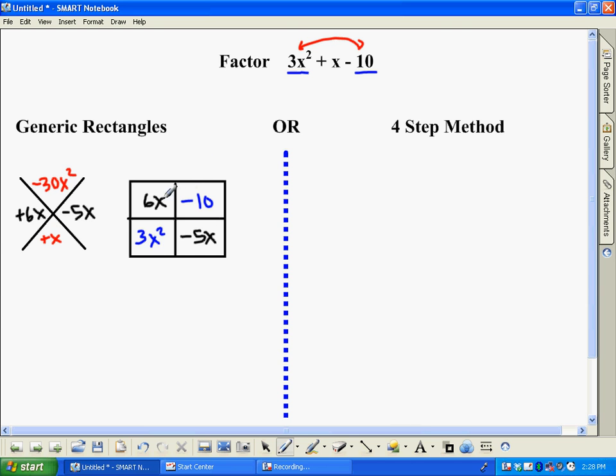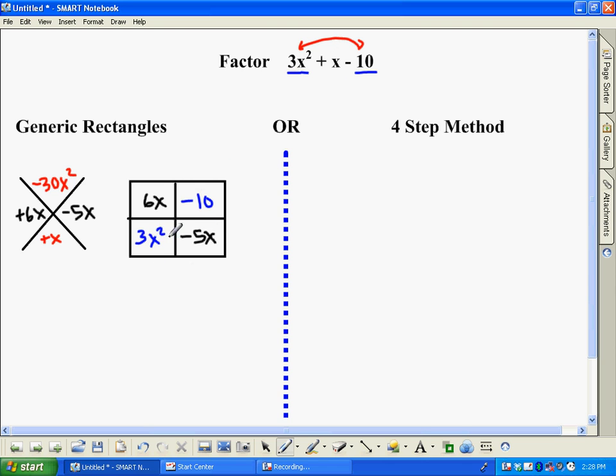So, by the way, if you were to add up all of these terms inside here, what will they add up to be? Well, 3x squared is your 3x squared. These two add up to be 1x, and this is your negative 10. So these will all add up to be what we started with up here. And then our next question is, well, how do we actually get the answer out of this? And this is how it works.